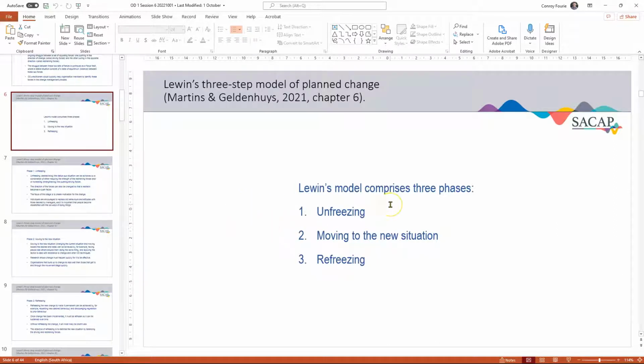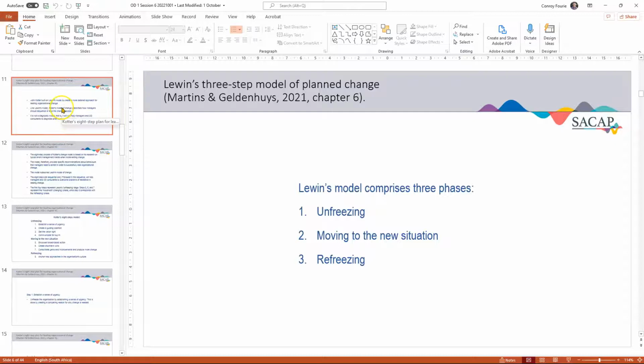So this is a very traditional model in the OD sort of literature. My understanding of some of the criticisms against this particular simplistic three-phase model is that there is so much change in organizations these days that to have a full phase of unfreezing, moving to a new situation and then refreezing, it is far more dynamic than what this implies. So that's just very briefly background.